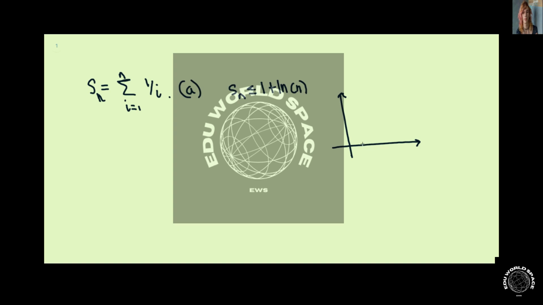start a graph here. First, I'd like to plot some rectangles corresponding to the terms of this series, 1 over n. The first term is just 1, so I'll represent that with a rectangle of width 1 and height 1. All my rectangles have width 1, and the height will be 1 over n. So the second rectangle has height 1/2, and so on.